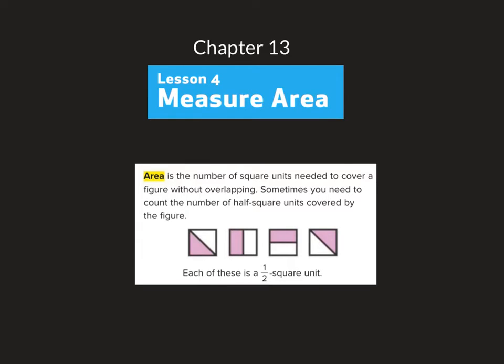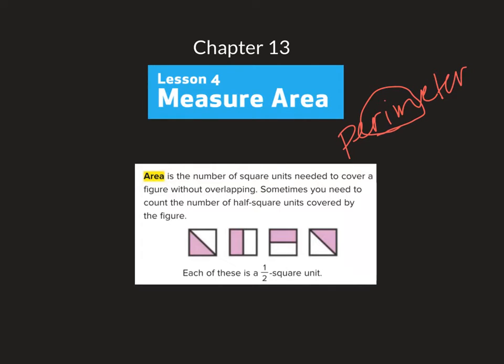Today we're going to be talking about measuring area. So last lesson was about perimeter, where we're measuring the rim. See what I did there? Perimeter. And we see the word rim. We measure the rim for the perimeter. Today we're going to talk about area.